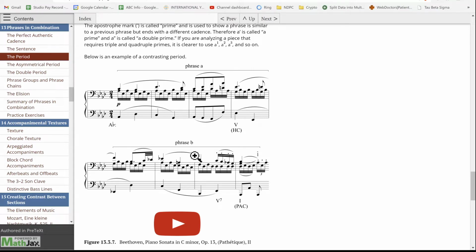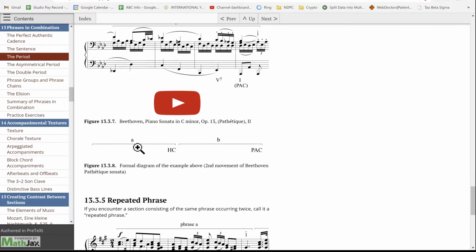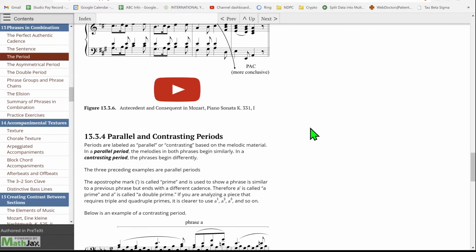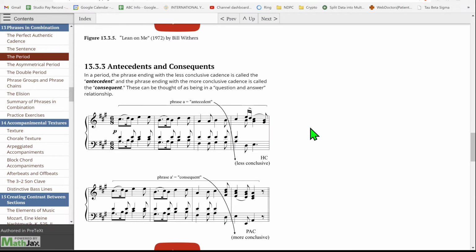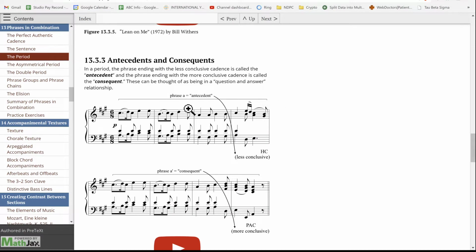It's that easy. So if you were diagramming this, phrase A, phrase B, phrase A ends in a half cadence, phrase B ends in a perfect authentic cadence, and you would bracket the whole thing and say contrasting period, just like that. Now, what is an antecedent and what is a consequent? Well, it's really easy. The first part of a period is always the antecedent. The second part of a period, the second phrase of a period, is always the consequent.